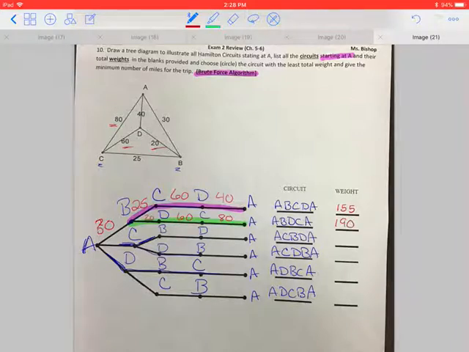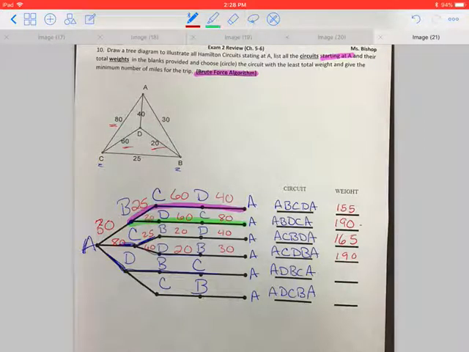Right, so filling in the next line, A to C is 80, C to B is 25, B to D is 20, and D to A is 40. And if I add those together, I get 165. All right, moving to the fourth line, I've already got the 80. C to D is 60. D to B is 20. B to A is 30. Now when I add this up, I get 190.